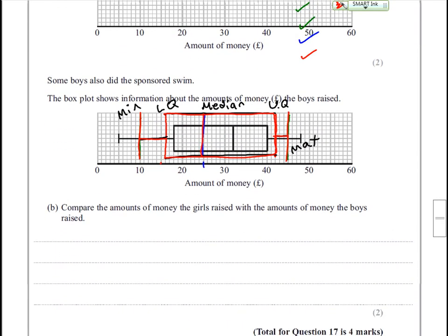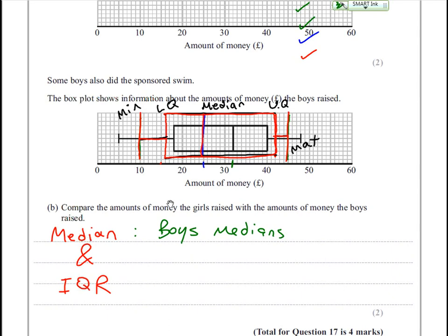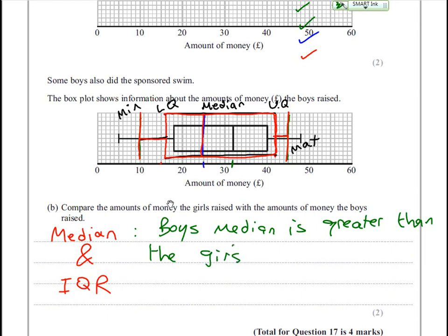Okay. So, compare the amounts of money the girls raised to the amounts of money the boys raised. To get the marks, you have to compare the median and you have to compare a measure of spread, let's say the interquartile range, to get both the marks. So, the median of this boys one is 32. So, boys median is greater than the girls. So you can write in brackets what the medians are. So the boys median is 32.